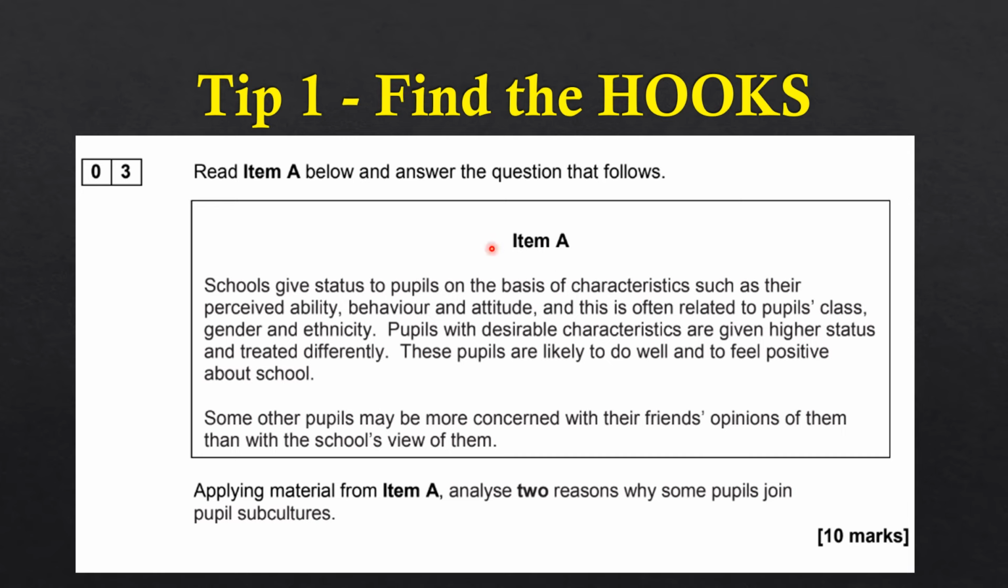Okay, so here is one. Schools are giving status to pupils on the basis of characteristics on their perceived ability. Another one is given a desirable status. So students with desirable characteristics are given higher status. And then the final hook is some pupils are concerned with their friends' opinions of them.